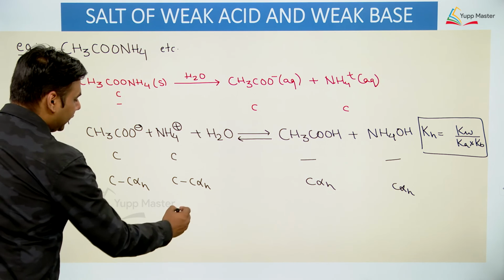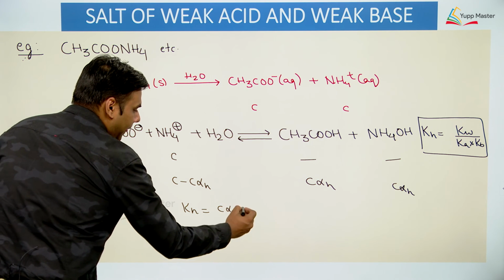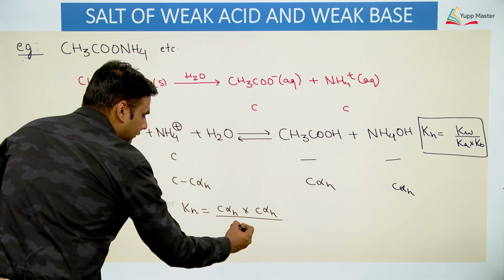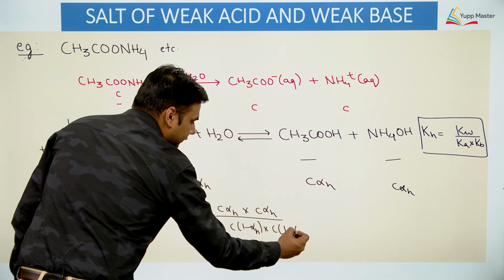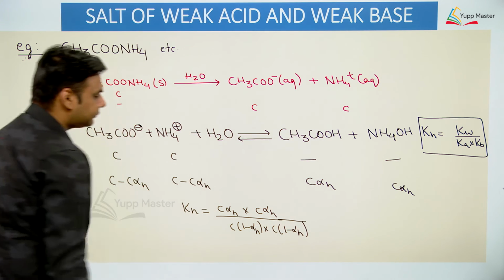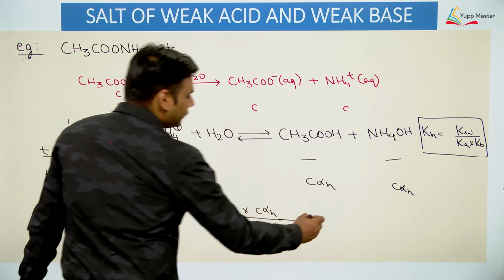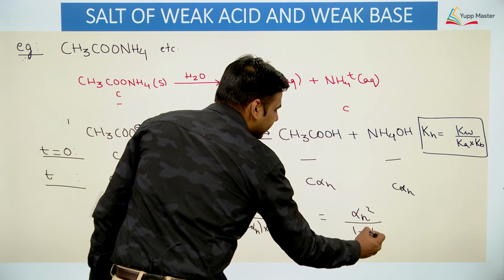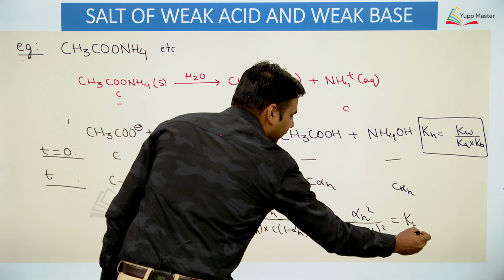So basically, if you write the expression for Kh, this is C alpha H into C alpha H upon C(1 minus alpha H) into C(1 minus alpha H), right? So when you cancel this, the C term will get cancelled out, right? So we will get alpha H square upon (1 minus alpha H) whole square. This is equal to Kh, right?